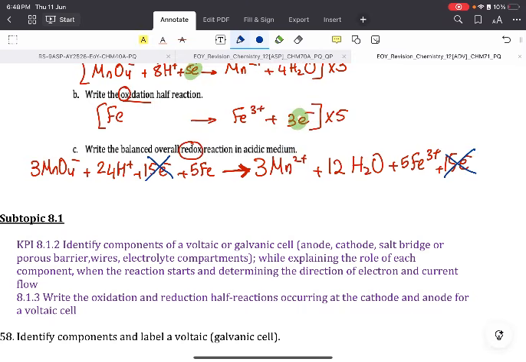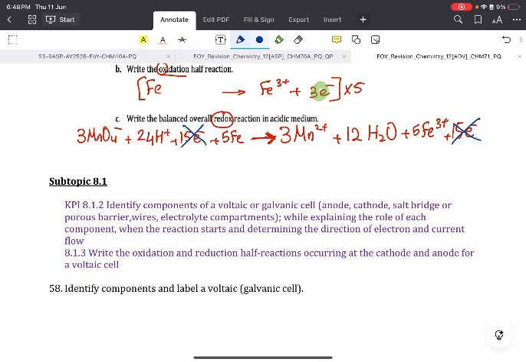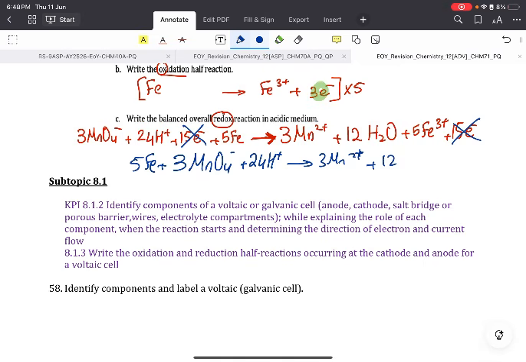Electron, they should be cancelled. Yeah, that's it. Nothing to cancel because here I have H2O, I don't have H2O here, so I cannot cancel it. Same thing, I have H plus, but no H plus here. So that's the final answer. You can copy it again without the electrons. Plus 5 Fe, giving 3 Mn2 plus 12 H2O and 5 Fe3 plus. And that's it.